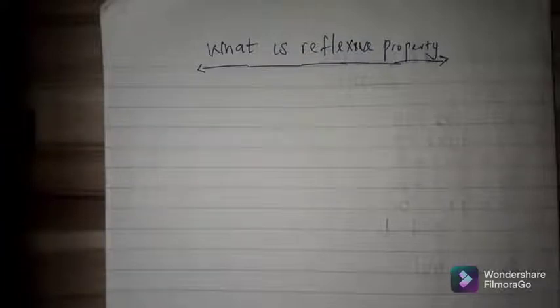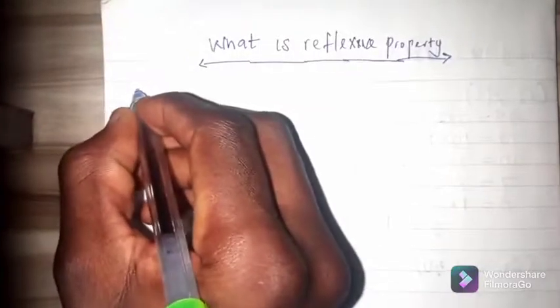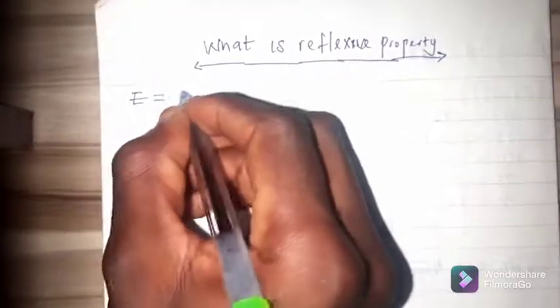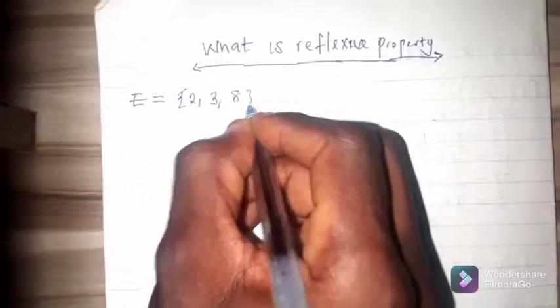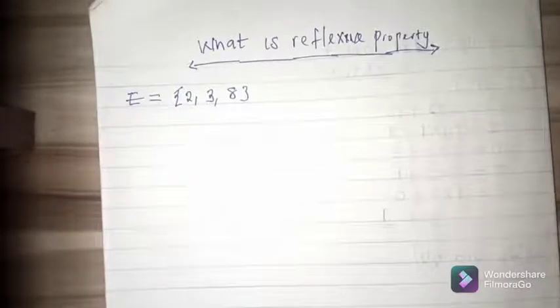Reflexive property. When we are dealing with sets, I know that many people have knowledge about sets and what is called the Cartesian product. For example, let's say you have set E to contain the elements 2, 3 and 8, and you want to find the relations that this set can have.